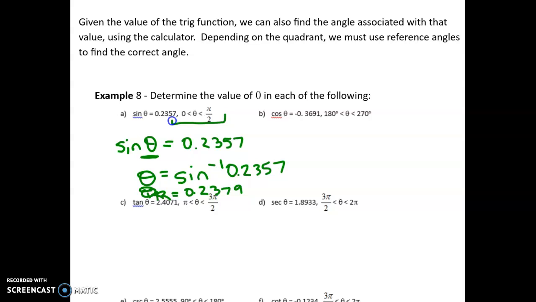Now you have to do a little bit of work because you have to find what the actual angle is. So this question tells us that we're working in quadrant 1, and that the reference angle is 0.2379. So I need to state then what the actual angle is. Well, it's going to be that. It will be the same, right, because it's in quadrant 1. So again, what you're given here is always the reference angle, and you have to calculate the angle in standard position. Let's try another one.